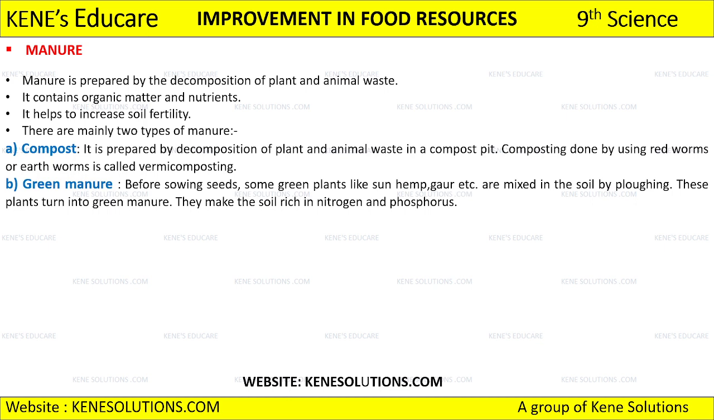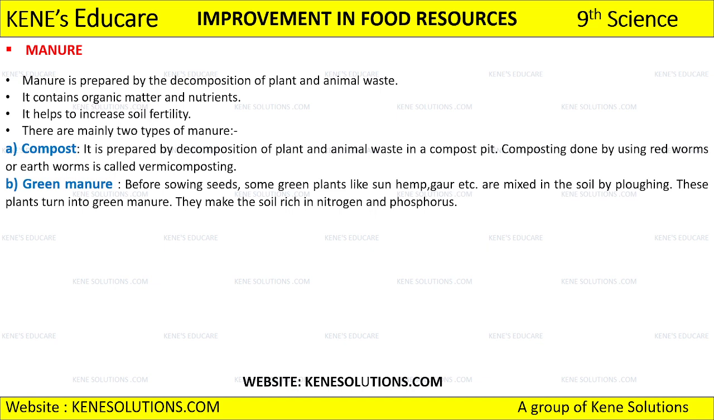Okay, so compost is prepared by decomposition of plants and animals. Later, the plant and animal waste will get composted, and this composting is done by using red worm or earthworm, and we call this vermicomposting. They are useful for vermicomposting.